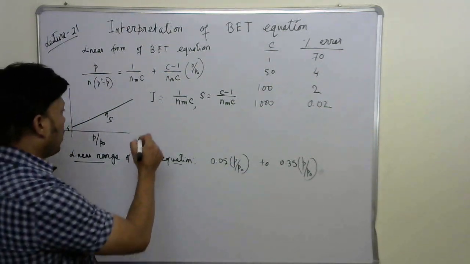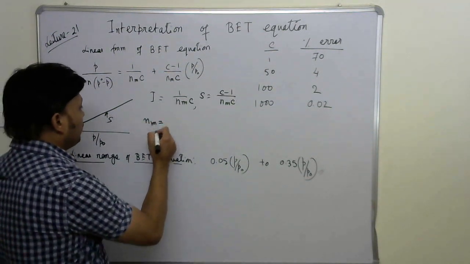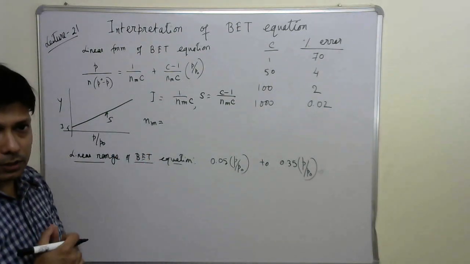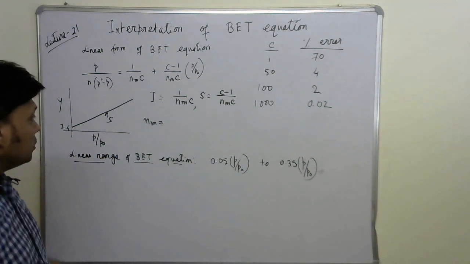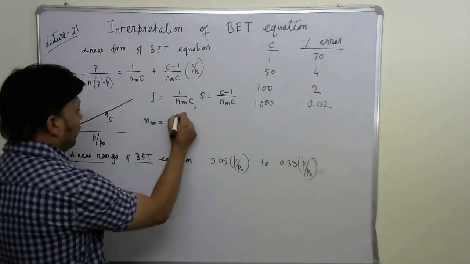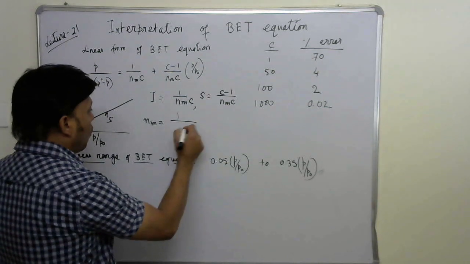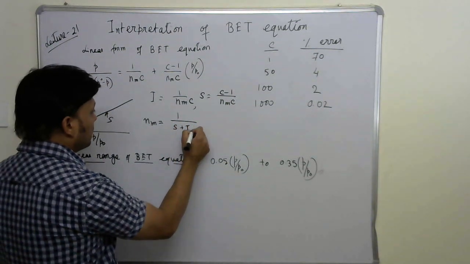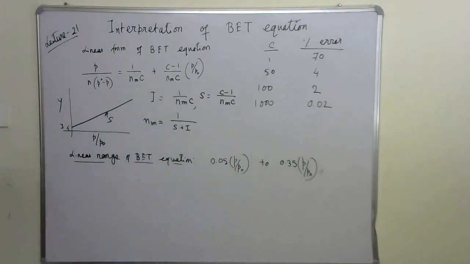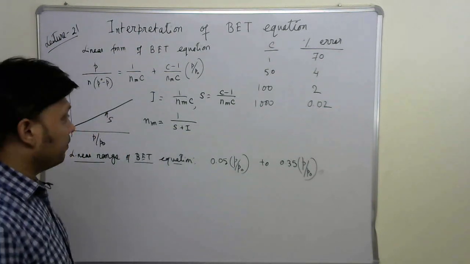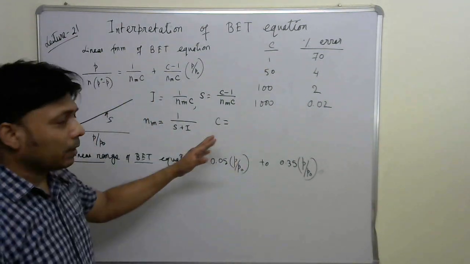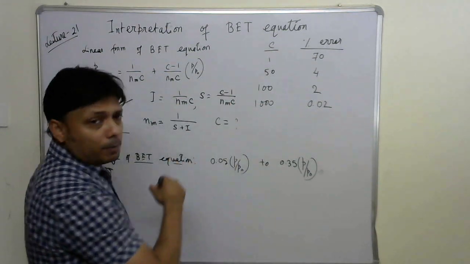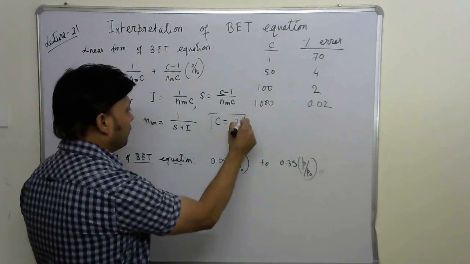Now the question is, I want to know nm because we are interested in nm. This gives us the surface area. So what is nm? Can we easily solve from this? If we do our maths correctly, the value of nm should come as 1 over slope plus intercept. So 1 divided by slope plus intercept would give us the value of nm. Now the question is, can we find out the value of C in terms of slope and intercept? So can you do the math? Okay, you can try it out yourself.